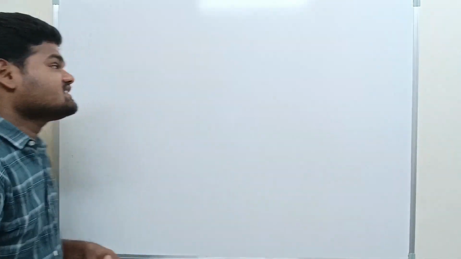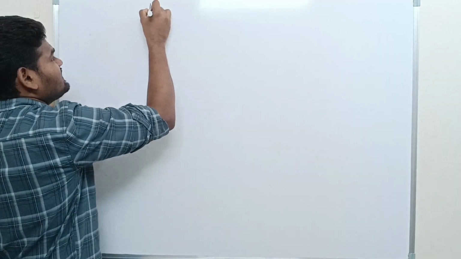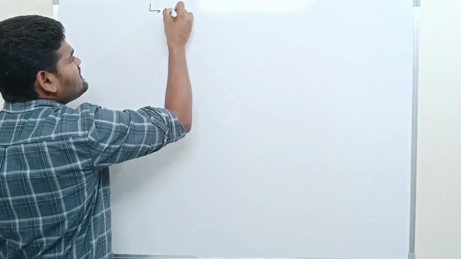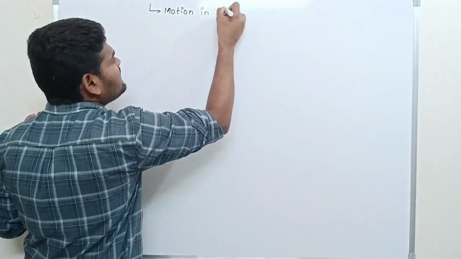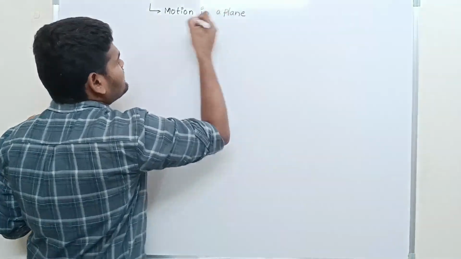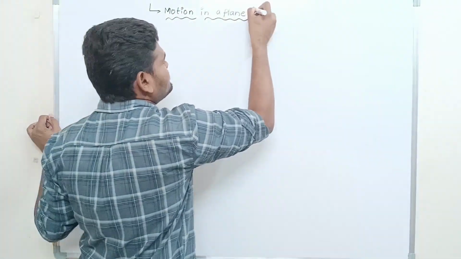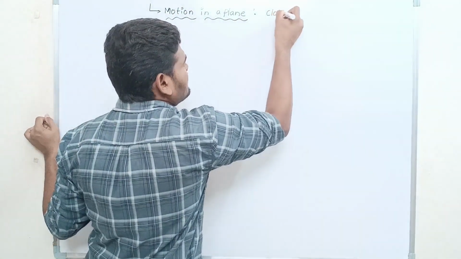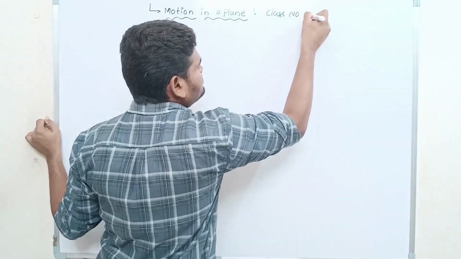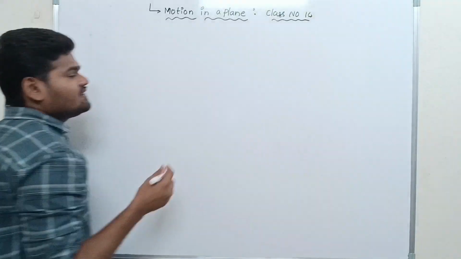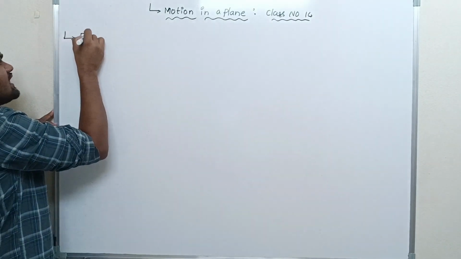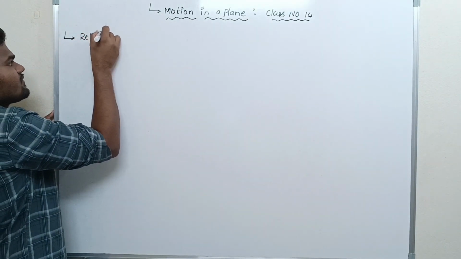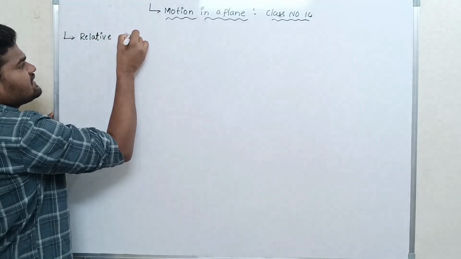So what is the chapter going on? The chapter is motion in a plane, and this is class number 14. And what is today's concept? Relative velocity.